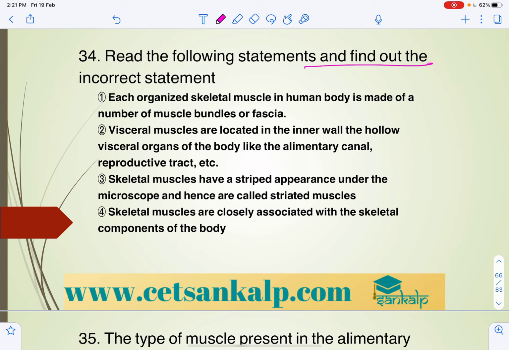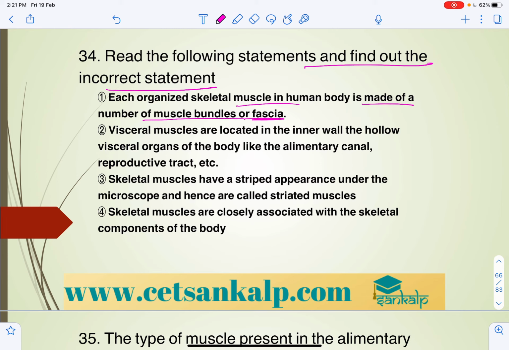Read the following statements and find out the incorrect statement. Each organized skeletal muscle in the human body is made up of a number of muscle bundles, or fascicles. So whenever we consider this statement, it is correct, that is bundles, right.